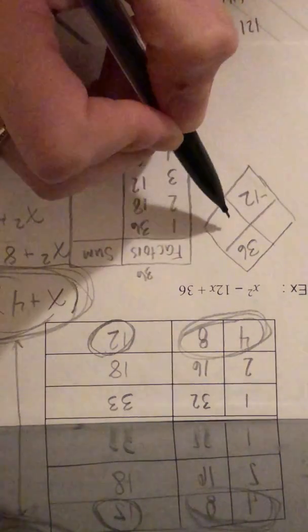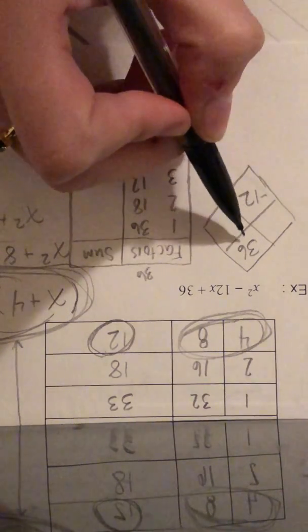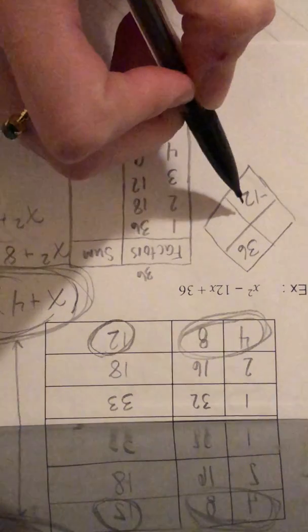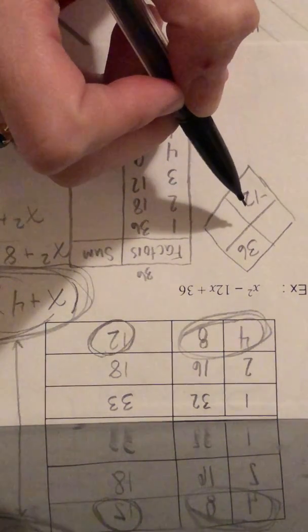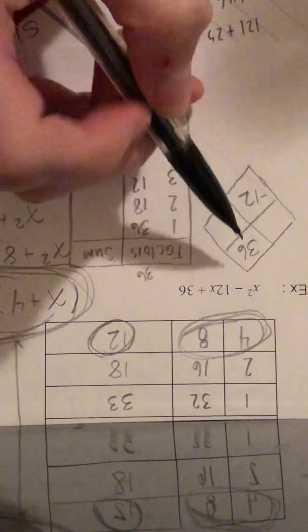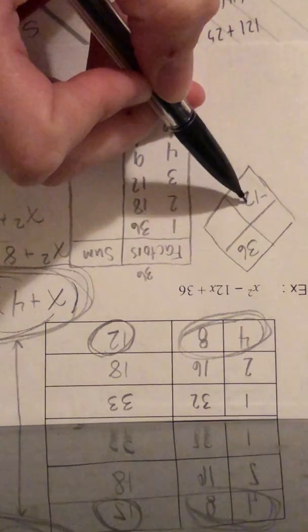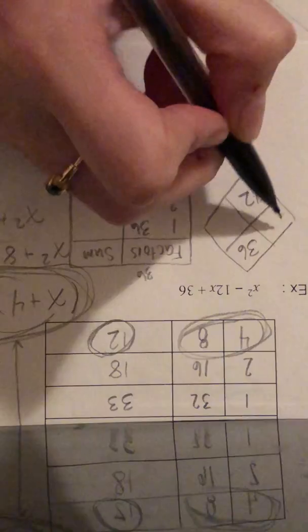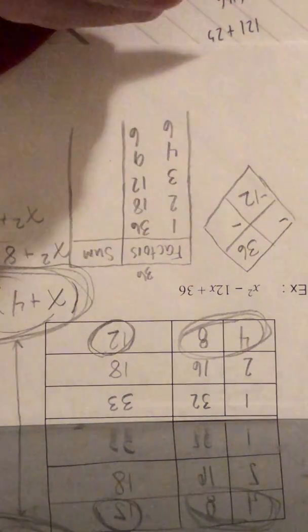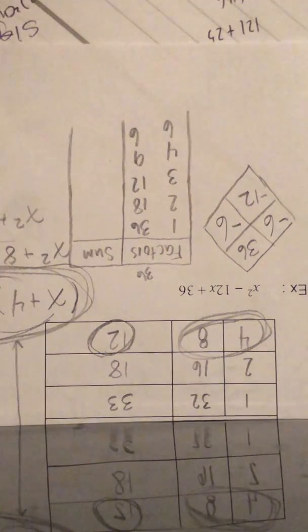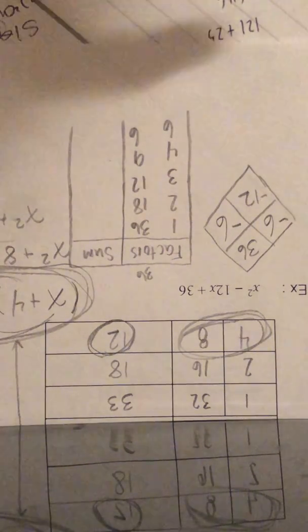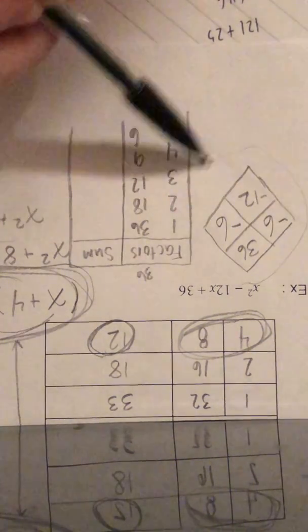Here, if you want to just think through it, well, let's see. I know that 6 times 6 is 36, and 6 plus 6 is 12. So now I just have to think about my integer rules. So a negative times a negative gives us a positive, and a negative plus a negative gives us a negative, meaning our two numbers are going to be negative. So we'll have a negative 6 and a negative 6. So that's one route you could do it with the baseball diamond.